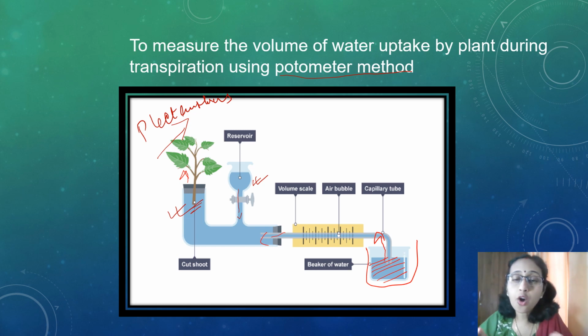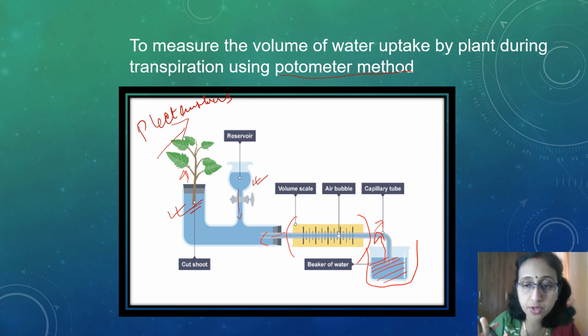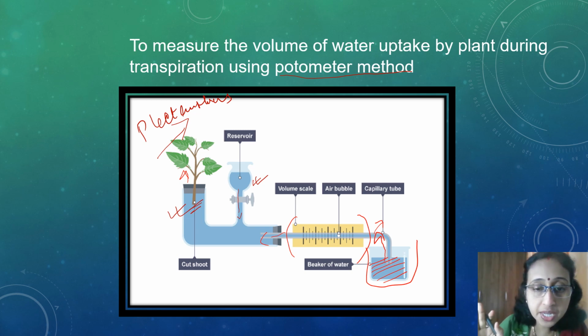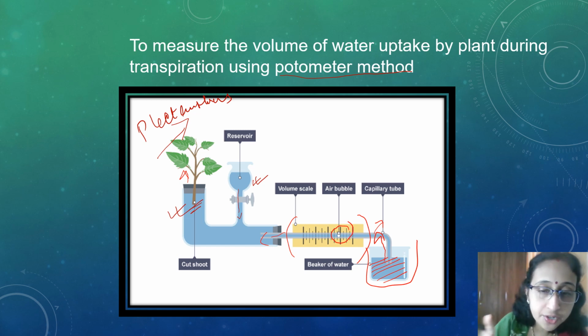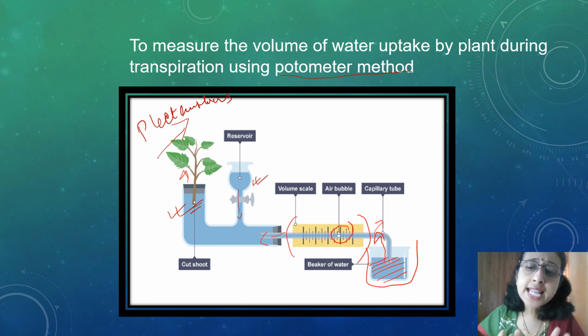Okay, now what is done here: there is a capillary tube here, you can see, and we can see this volume scale over here. What we have done here is introduce an air bubble in this horizontal line. The air bubble has been introduced in the capillary tube by slightly lifting the capillary tube. So this is a very difficult process.